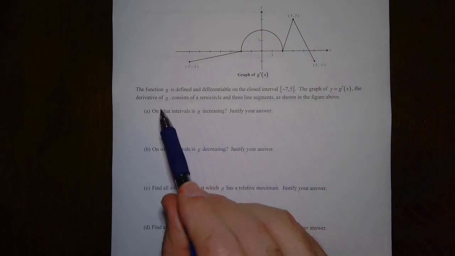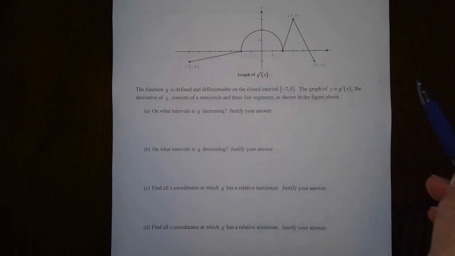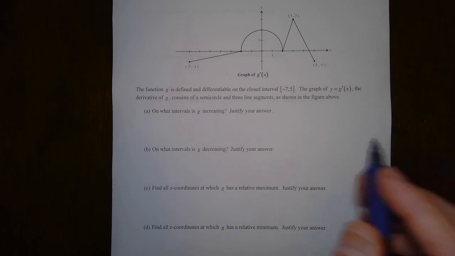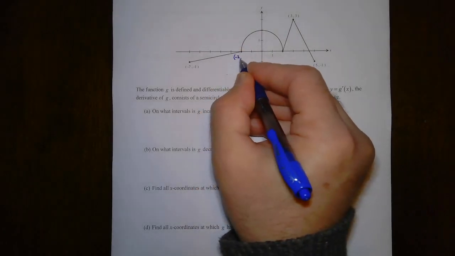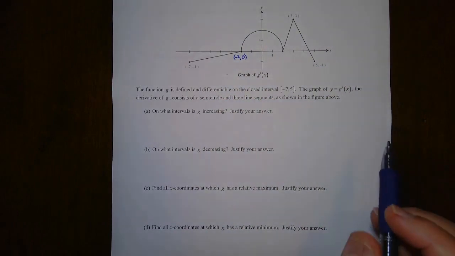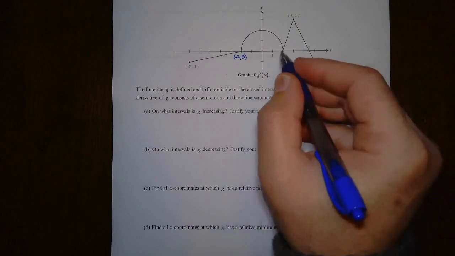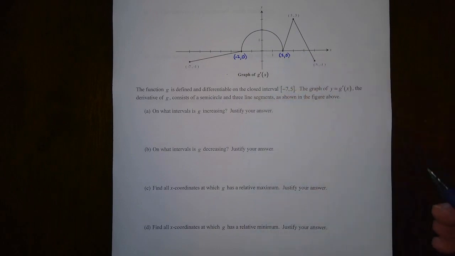Now, they're telling you that g is differentiable, okay? G prime is not differentiable because we have corners at several different places, okay? So I want to go through this graph and figure out where g prime is 0, and also where it's undefined. So right here at -2, this point (-2, 0), that's going to be an important point, because that's where the derivative is 0, okay? Same thing right here. So the derivative is 0 at (2, 0) right here, all right?